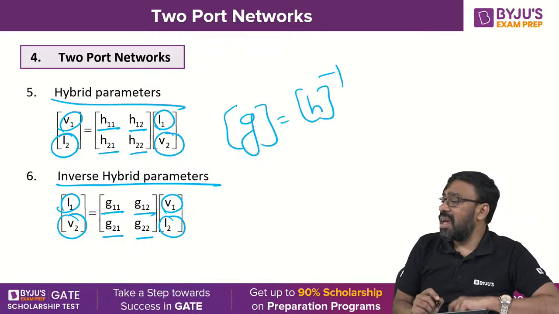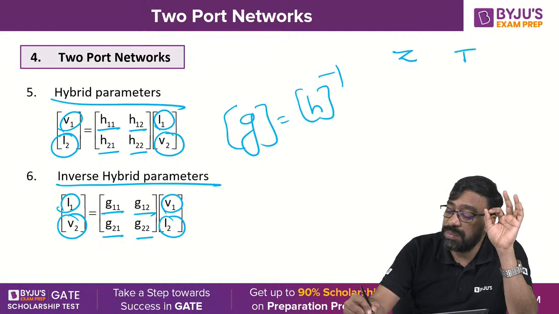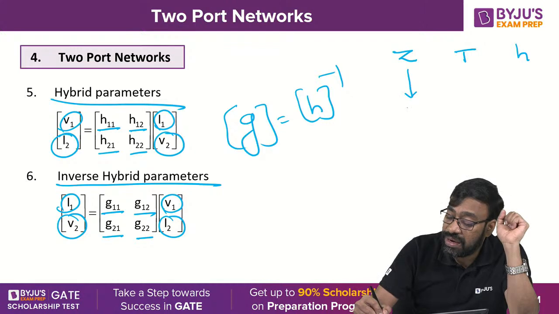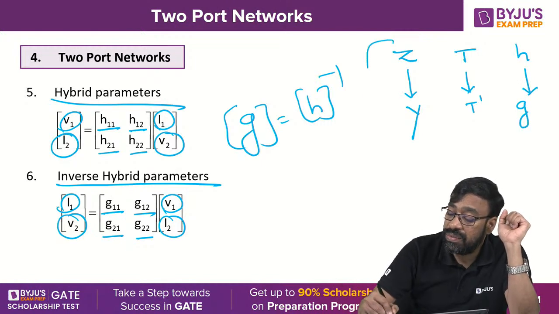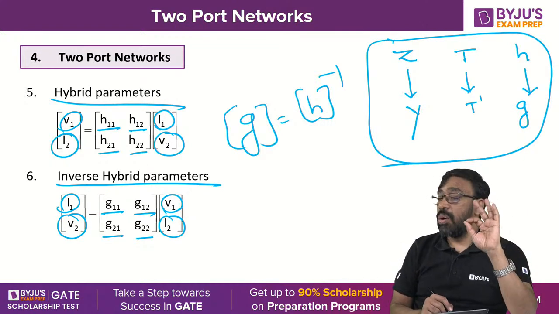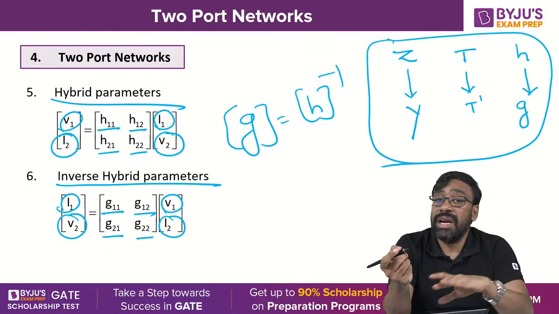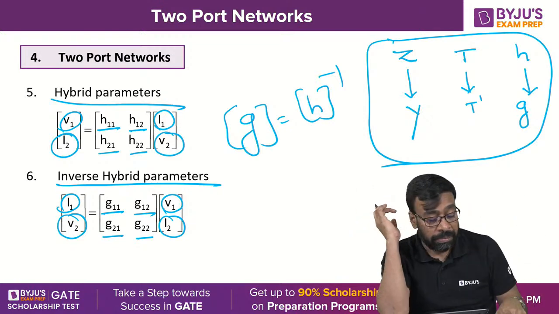Basically, there are only three types of parameters. One is Z parameters, the other is transmission parameters, the other is H parameters. When you apply inverse to the first, you will get Y parameters. When you apply inverse to transmission parameters, you will get inverse transmission parameters. When you apply inverse to H parameters, you will get inverse hybrid parameters, or G parameters. That's it. There are only three types of parameters, and when you apply inverse to each, you will get the other three. You understand, all of you?